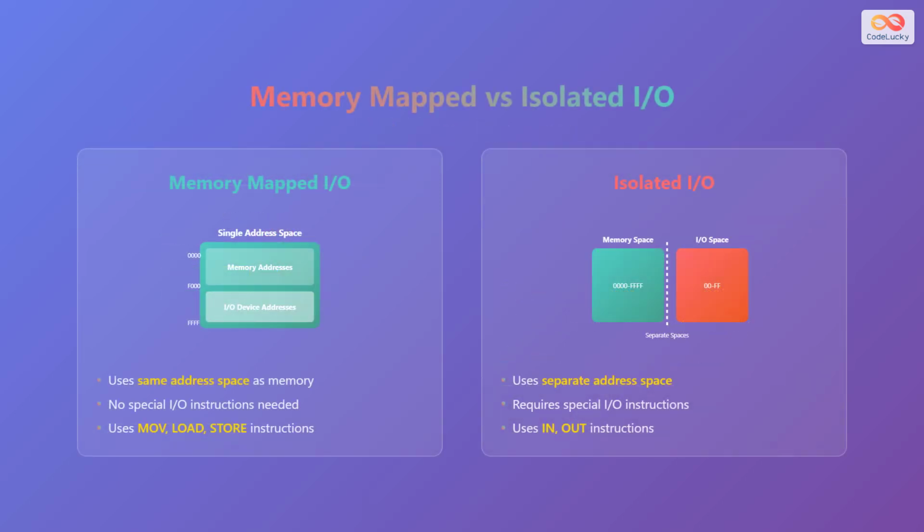When it comes to input-output addressing, there are two main methods: memory-mapped input-output and isolated input-output. Memory-mapped input-output uses the same address space for both memory and input-output devices. This means that no special input-output instructions are needed, and standard memory access instructions like move, load, and store can be used to communicate with input-output devices. Isolated input-output uses a separate address space for input-output devices, requiring special input-output instructions such as in and out to perform data transfers.